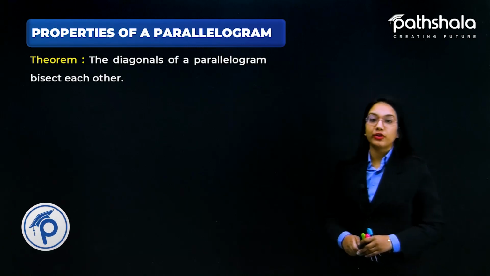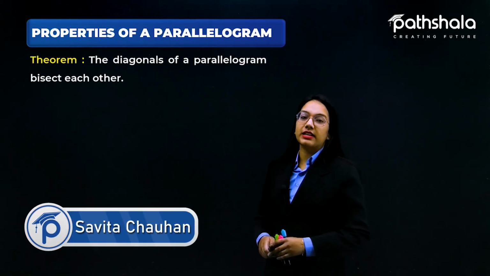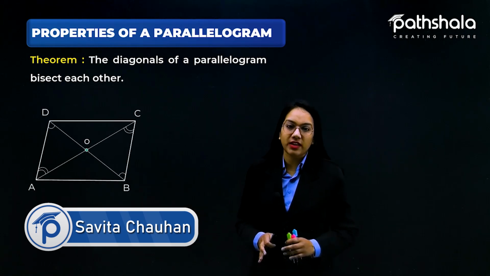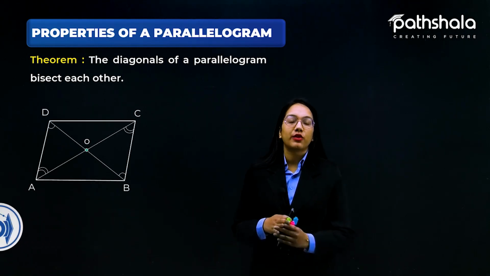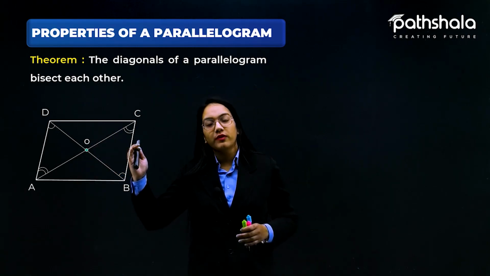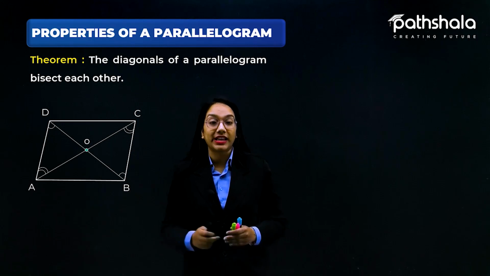Now let's move on further towards the next theorem, which says that the diagonals of a parallelogram bisect each other. So let us suppose I'm taking this parallelogram. In this parallelogram, I'm taking the two diagonals, that is BD and AC, and I just have to prove that they are bisecting each other.